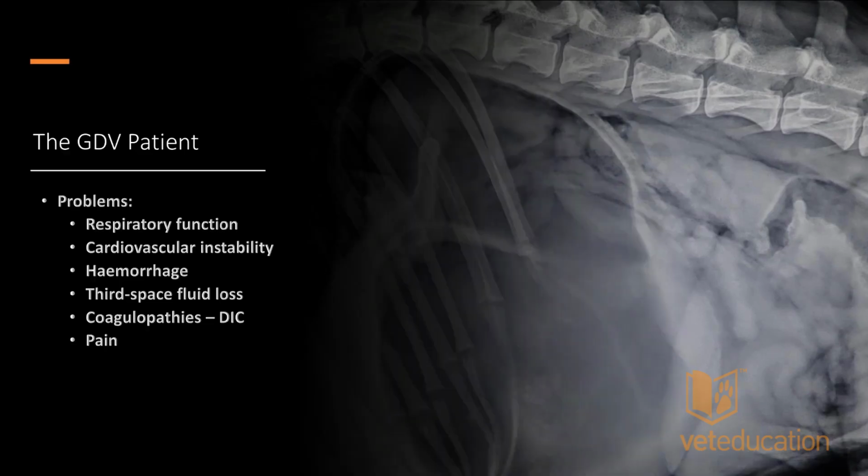Now, tell me, in the GDV patient, we've got several problems with respiratory function due to the pressure of the stomach against the diaphragm. We've got cardiovascular instability with patients that are in shock. There may be hemorrhage from a torsed or torn spleen or splenic vessels. There's third space fluid loss into the stomach and potentially into the abdominal cavities. Many of these patients will develop DIC or coagulopathies, and they're very painful oftentimes.